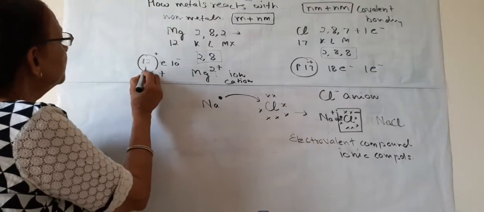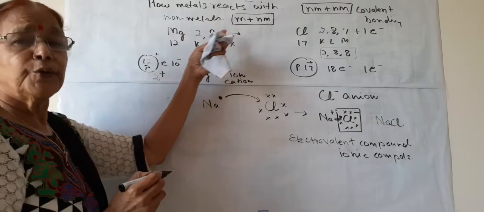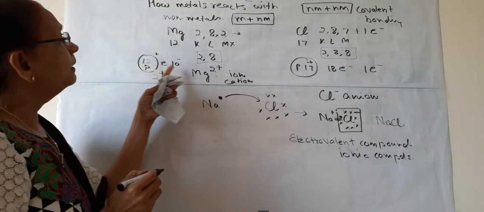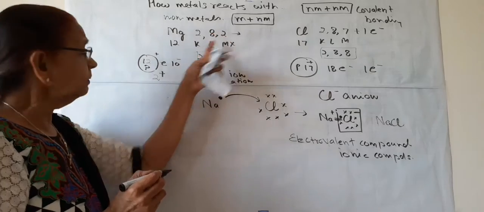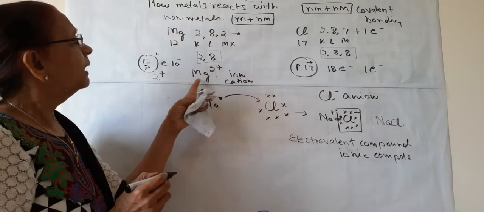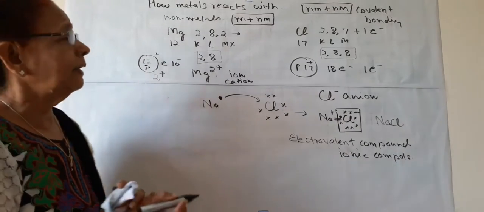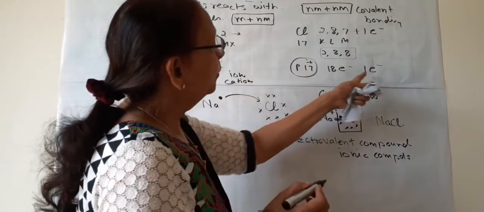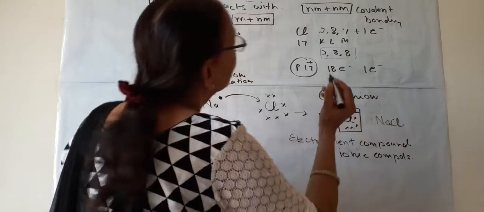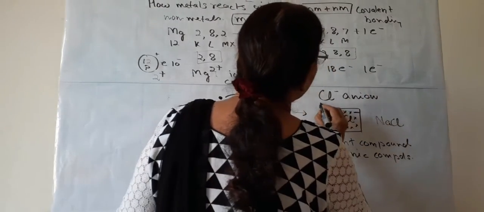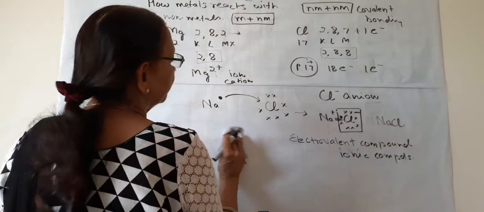12 protons are there. The atomic number is 12, 2,8,2. When 12 protons are there, electrons are 8. 8 plus 2, 2 have gone. So magnesium will have 2 positive charges, and this is a cation. Here this chlorine is having the same, and 1 negative. This chlorine is an anion having 1 negative charge.